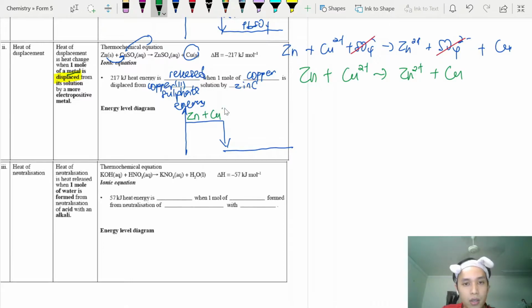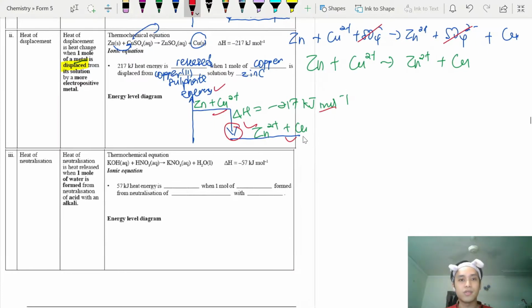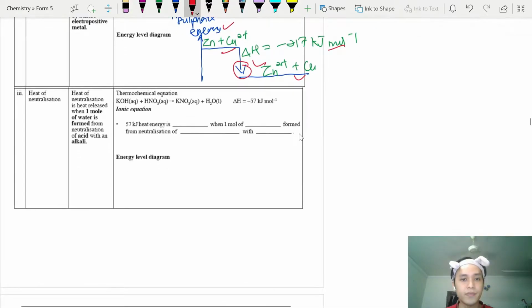So I put this on top here. Reactant, product, heat of reaction, -217 kilojoules per mole. So again, check labeling: product, reactant, reactant, product, this one got, arrow got. Okay, so that is it.